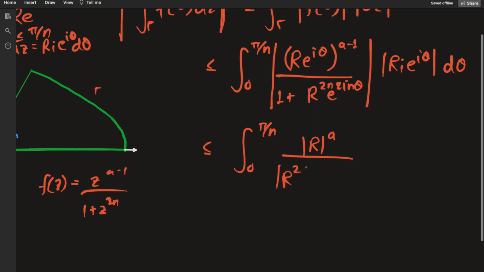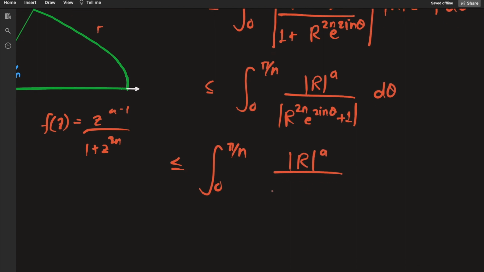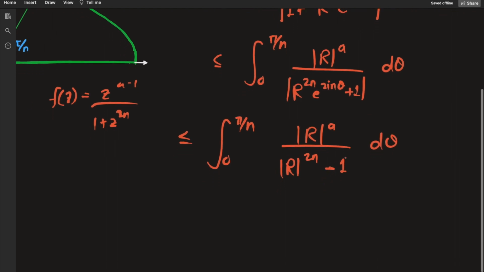So r to the 2n e to the 2i n theta plus 1 d theta. Now we can use the triangle inequality in the bottom, and we get the modulus of this guy, which will just be r to the 2n. The e to the i times any stuff is just going to become 1 in modulus. We have a minus 1 because of the triangle inequality. Fair enough.